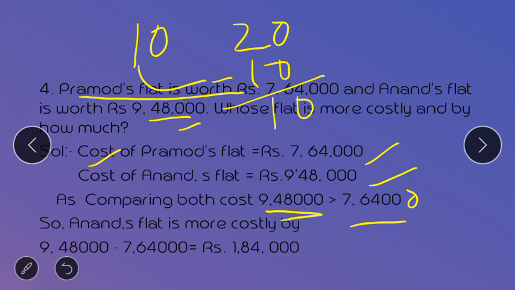So here we compared, subtracted both, and we got 1,84,000. That is the extra cost of the flat. Whose cost is more? That is 9,48,000. That is, Anand's flat cost is more than Pramod's flat cost by rupees 1,84,000.